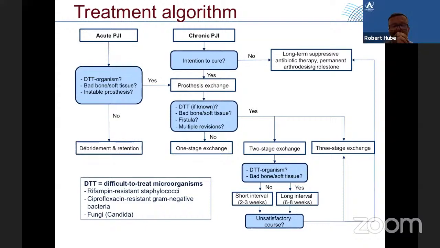Okay, I start with the second question. I think there's no indication for doing it. The thing is, if you do an aspiration.